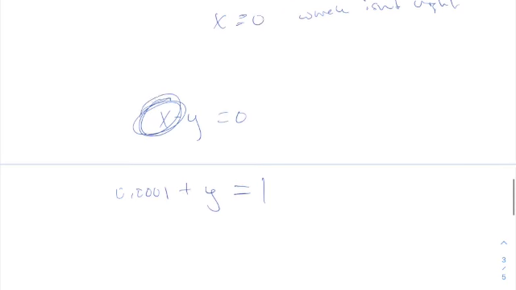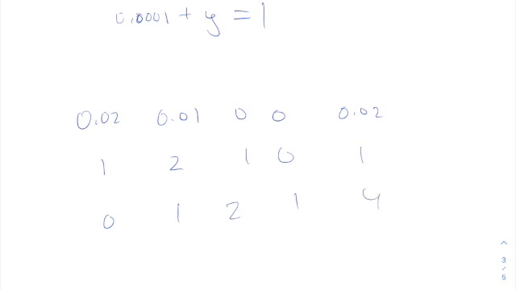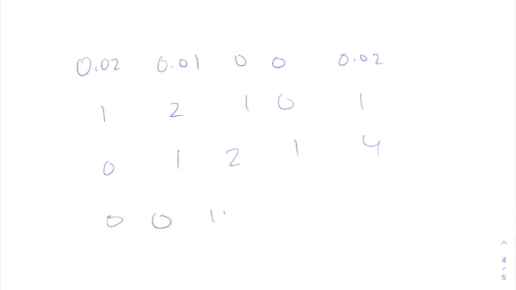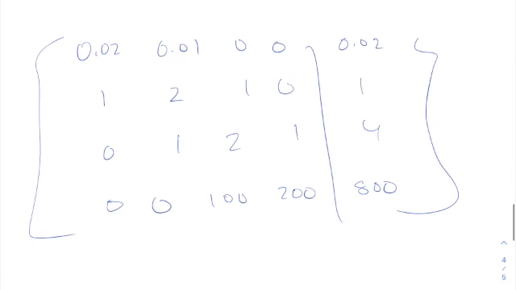And then there's a system equation from MIT that really showcases this quite well, and we're just going to do a little bit of that so that I can explain the entire process. 0, 1, 2, 1, 4, 0, 0, 100, 200, 800. Now, when you do partial pivoting, you're trying to look at this row.